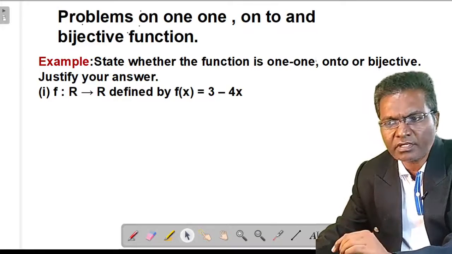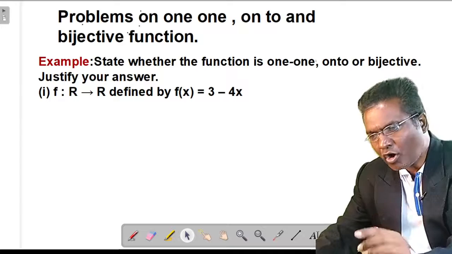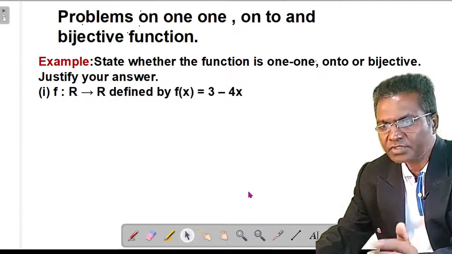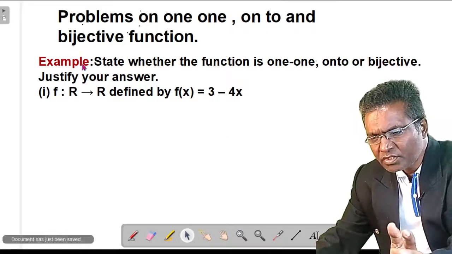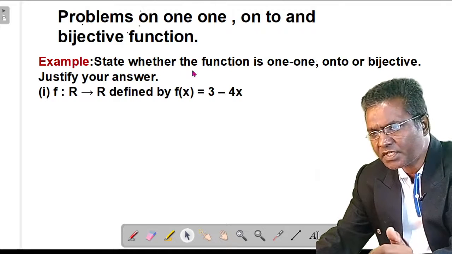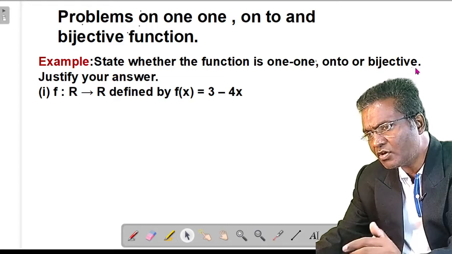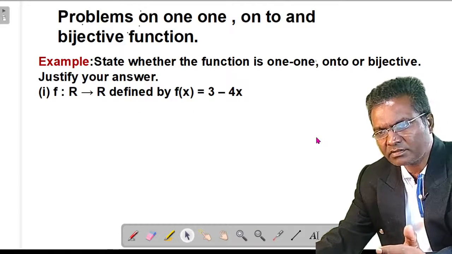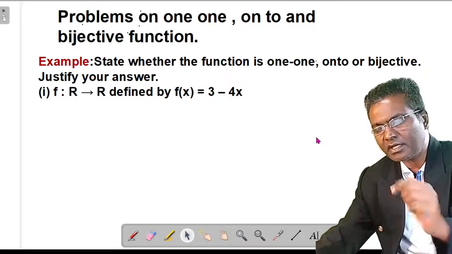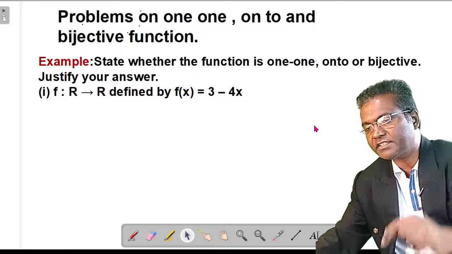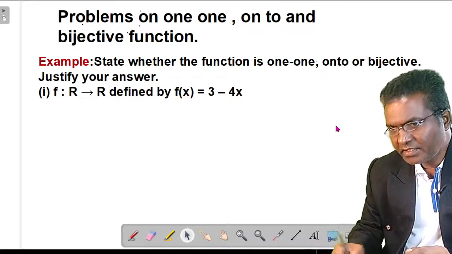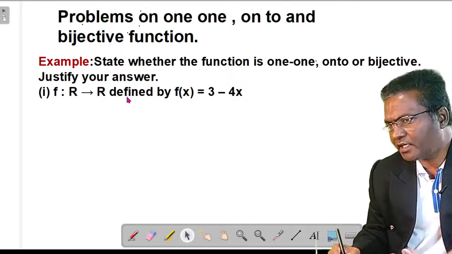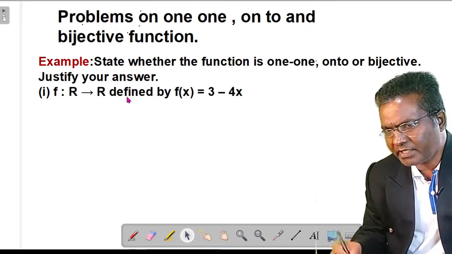Some of the important problems on one-one, onto and bijective functions. So let's start. Here is the first example. State whether the function is one-one, onto or bijective, and you have to justify your answer. From the point of examination, I expect one question from this, definitely this time. You need to show whether it is one-one or onto, and if it is both one-one and onto, we call it bijective.